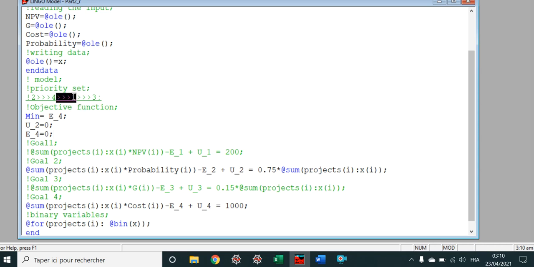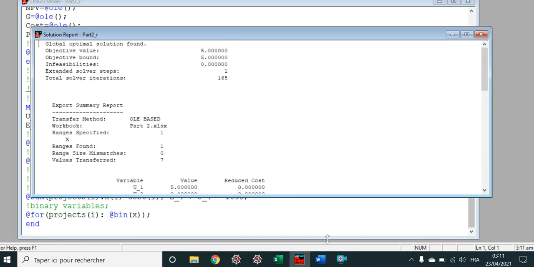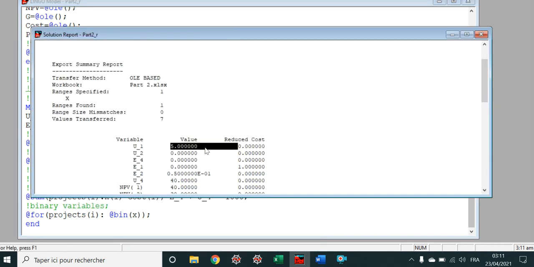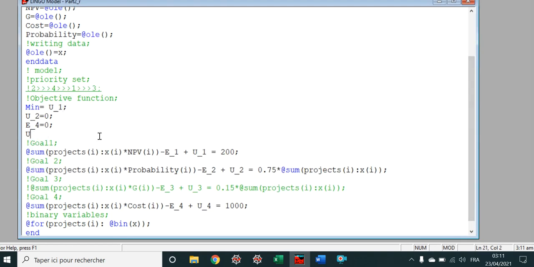Next most important goal is goal 1, so we uncomment it. It's an NPV goal, so we want to minimize the shortage. So the new objective function is U1. We solve it again. U1 is 5. Okay, so again, hard constraint U1 equal to 5.